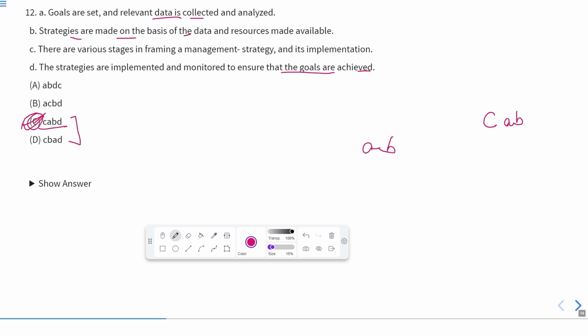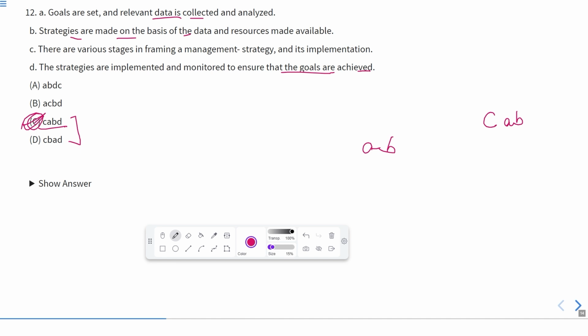Now we need to just focus on the keywords which are interlinked to each other. After that, we can easily analyze the sequence, because of course when goals are set, only after those goals can be achieved. When data is collected, only after that we can make strategies based on that data.